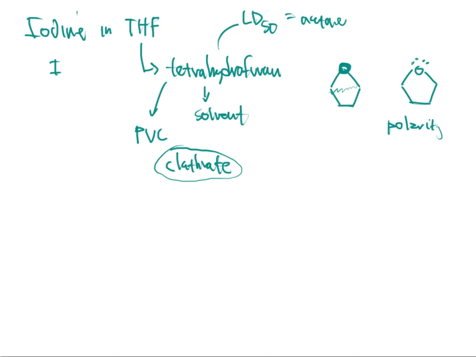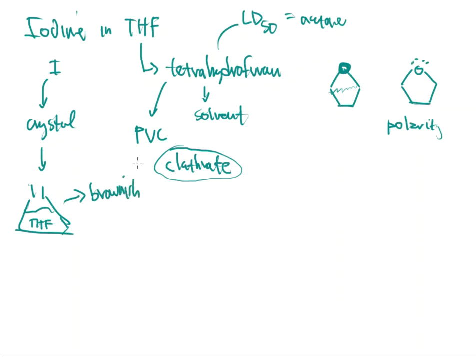So what happens here is that I'm going to take some iodine, which will be in a crystal form, and you will put that into a solvent, and that solvent will be THF. So this will turn into a brownish liquid. If you've made it the right way, it's going to be darker in color, yellowy brown, maybe dark brown, but that's what your THF solution will look like.